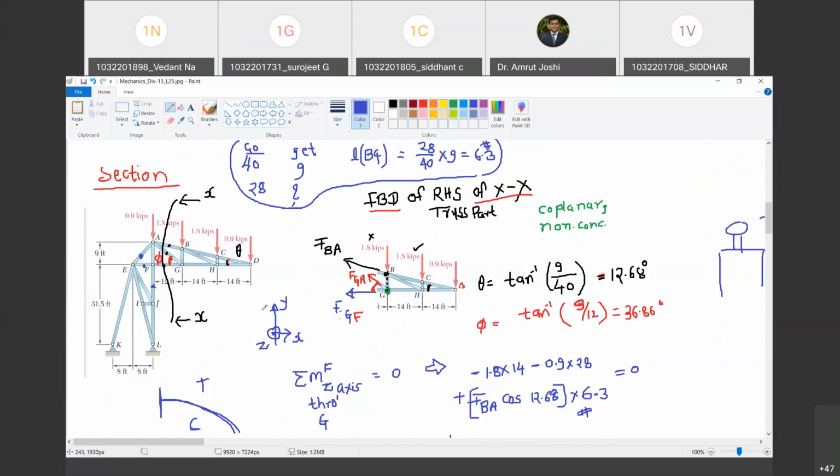So how does it happen? You would have seen 4 unknowns here. Do you agree with me? Yes, sir. 4 member forces would have been the unknowns there, and you cannot solve for 4 forces using 3 equations of equilibrium. Do you agree with me? Yes, sir.